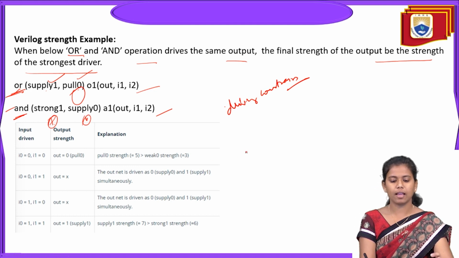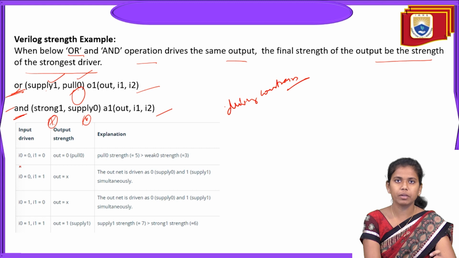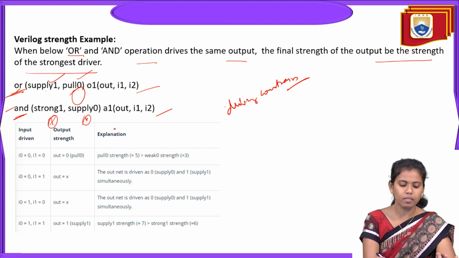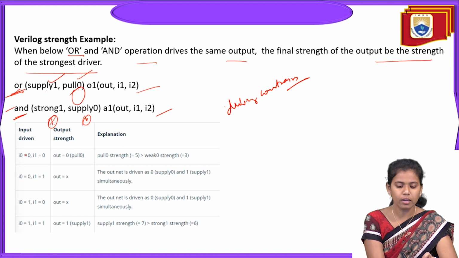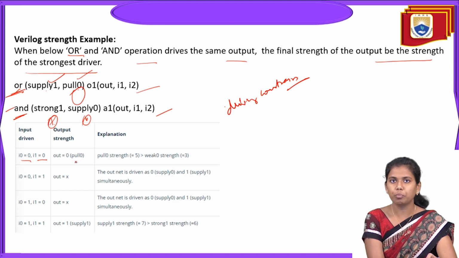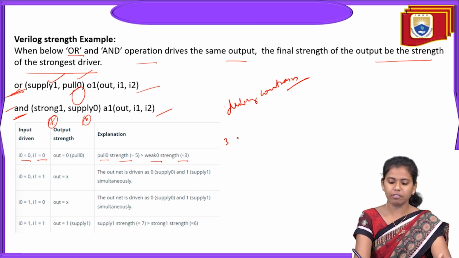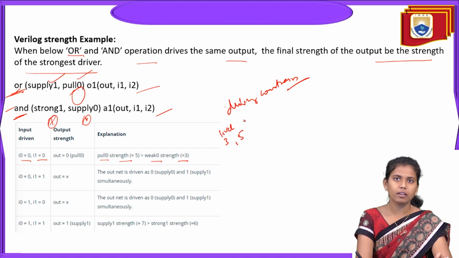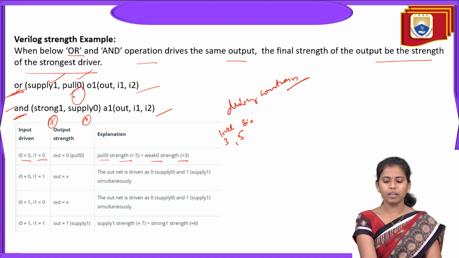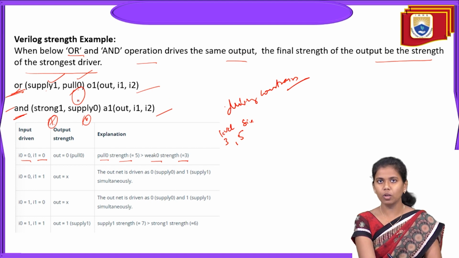Here in the example, we have the table given: input driven, output strength and the explanation. In this input driven case, we see 0 and 1 drive the output, and the output is pull 0. So the pull 0 is strength 5, weak 0 is strength 3. So here we should see the levels 3 and 5. Level 5 is nothing but the pull, and level 3 is nothing but the weak.